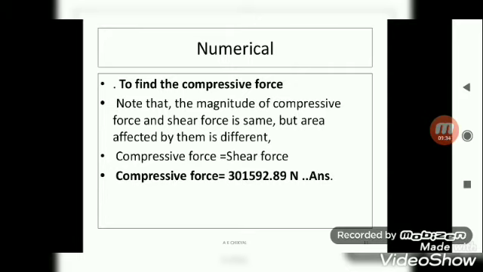Now we have found the shear force. We have to find the compressive force. Now note that the magnitude of compressive force and shear force is the same, but the area affected by them is different. Therefore, compressive force is equal to shear force. Compressive force is equal to 301,592.89 Newton.